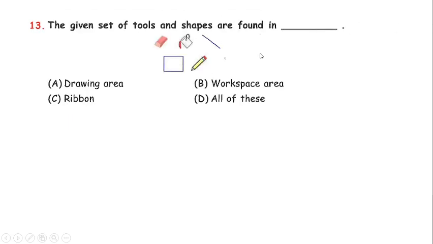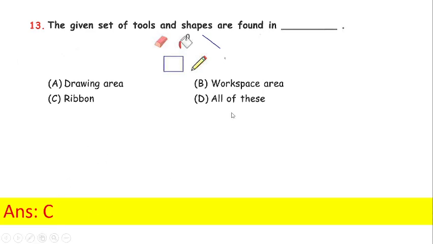Okay. Next, the given set of tools and shapes are found in dash: drawing area, workspace area, ribbon area, or all of these. Answer is C, ribbon area. As we know, all tools are found in the ribbon.